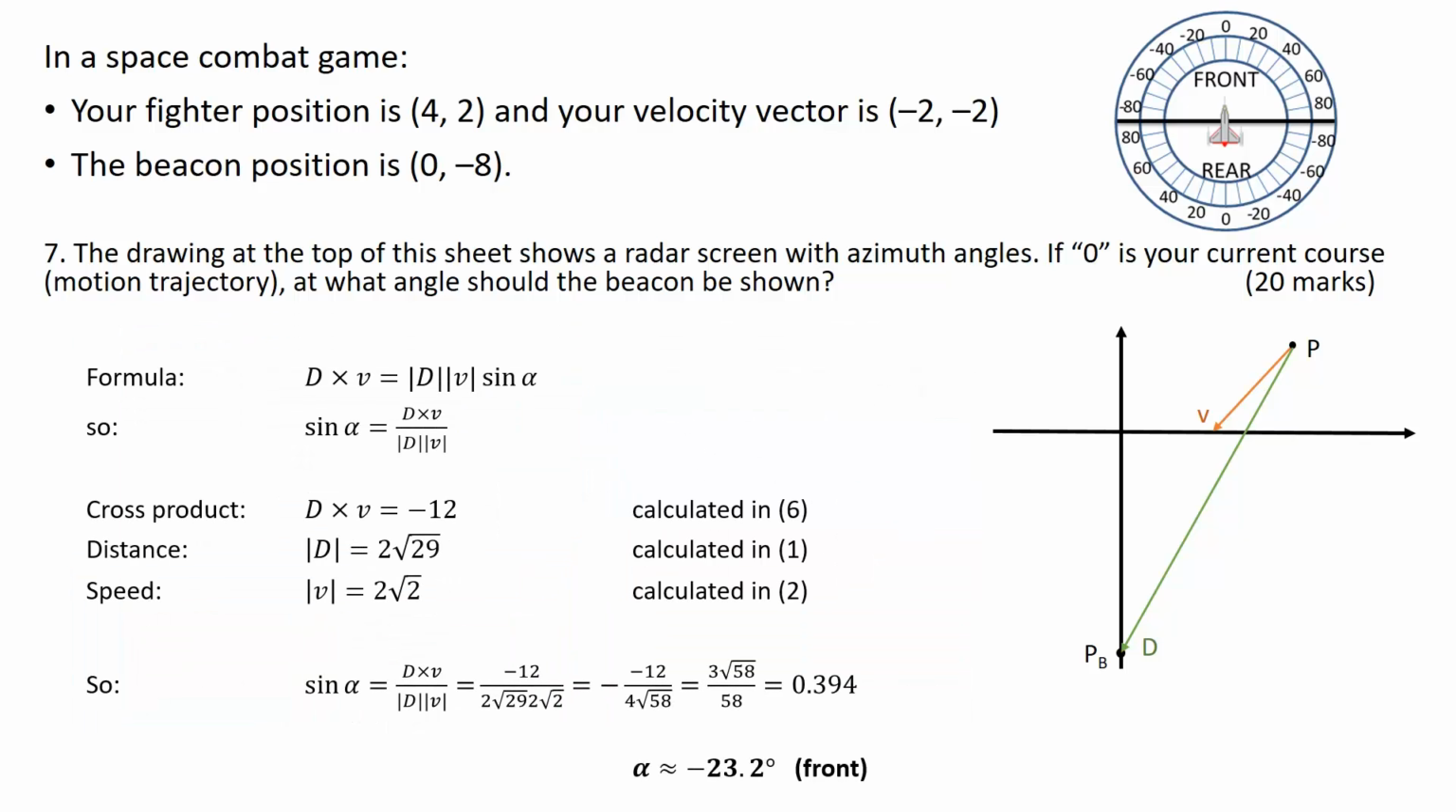The calculation of the sine of the angle could have been significantly sped up by using the results of previous calculations, such as cross product in question 6, distance in question 1, and speed in question 2. The average mark was 3.2 out of 10, not very high, but this particular question was designed as a more advanced and more challenging question.